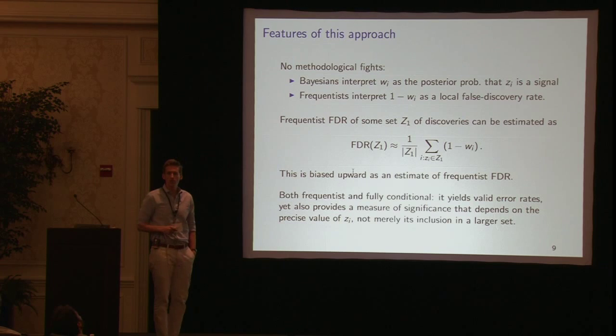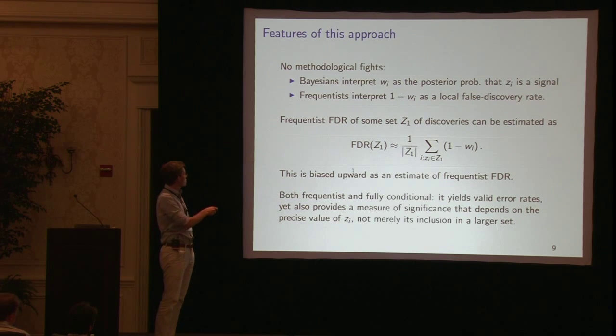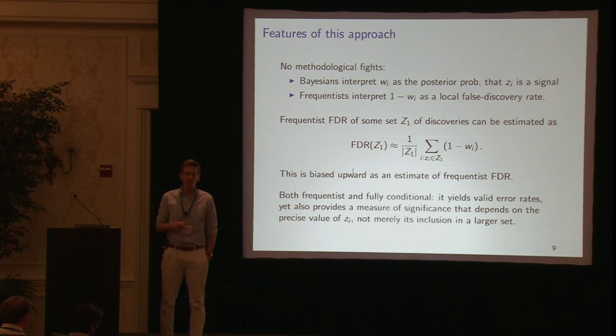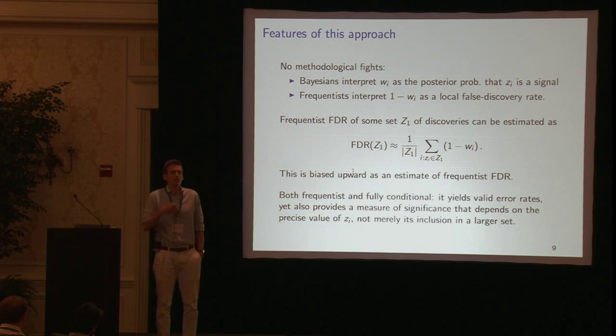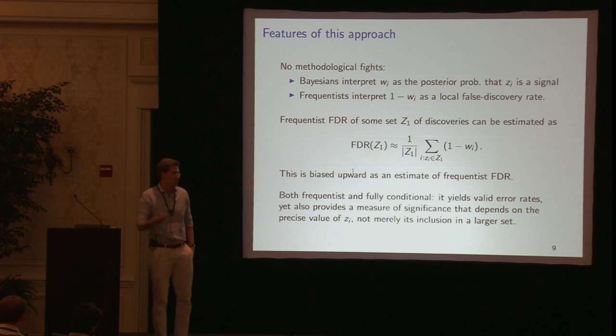So I'm not going to talk too much about the derivation of that. I'll show it in pictures here in a second. But I'll just point out that this mapping between the local false discovery rates and a frequentist estimate of false discovery rate is actually biased upward as an estimate of the true frequentist false discovery rate, which means you're conservative, which is a nice feature of this.